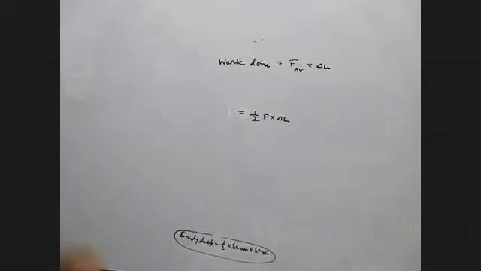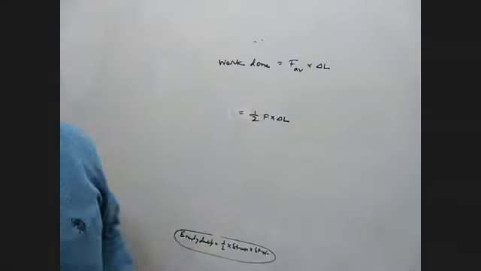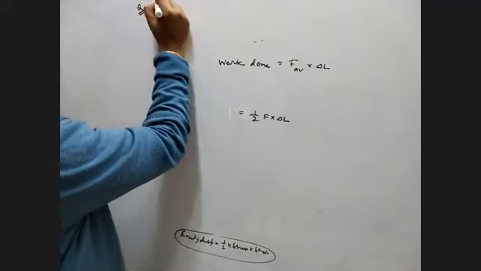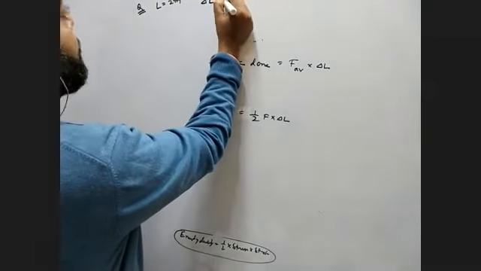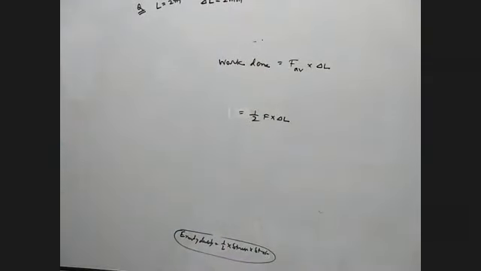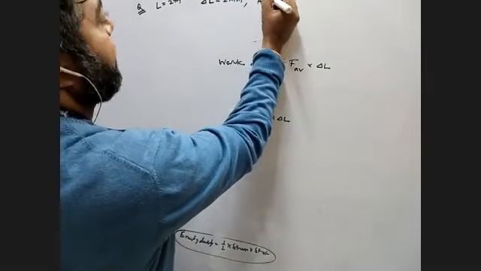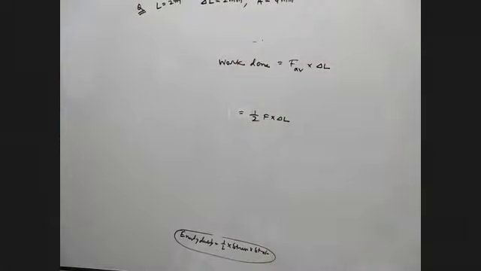I would like to read out the question. A steel wire of length 2 meter is stretched through 2 millimeter. The cross sectional area of the wire is 4 millimeter square. Calculate the elastic potential energy stored in the wire.